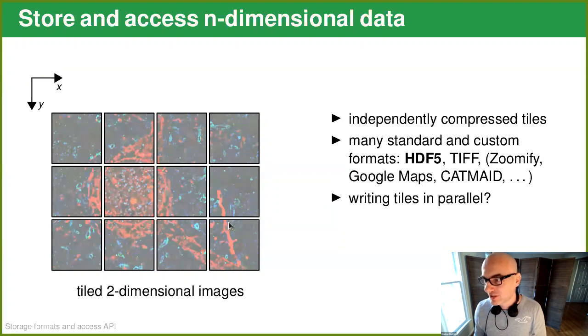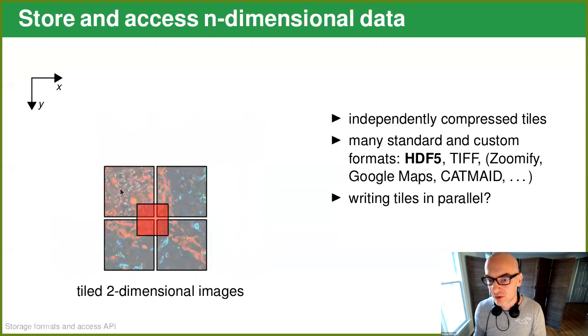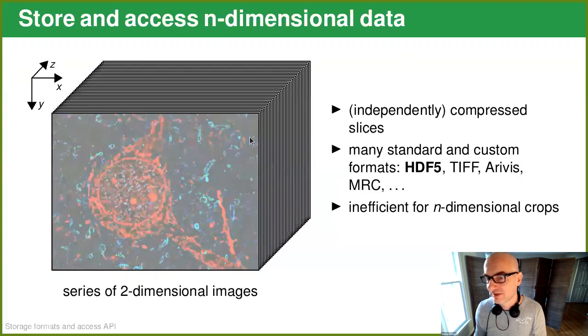This can be reduced by using a tiled format, and there are a bunch for 2D images. HDF5 is again in the game. TIFF supports this, and then there are various web formats that support this, like Zoomify, Google Maps, or CatMaid. And that helps you insofar as you have to load only the chunks for a small region that are covered by the region of your interest. So what to do when you have 3D or 4D data, and you use a 2D image format like TIFF, for example, you just add slices. Again, there are a bunch of formats. HDF5 supports this natively, which is great.